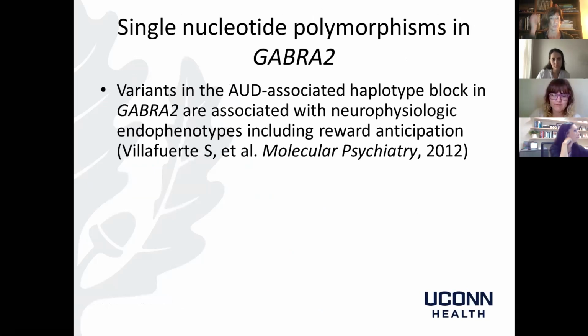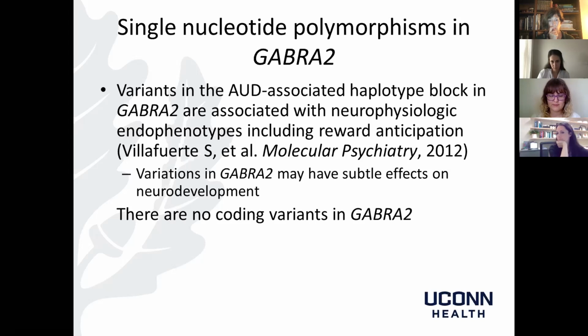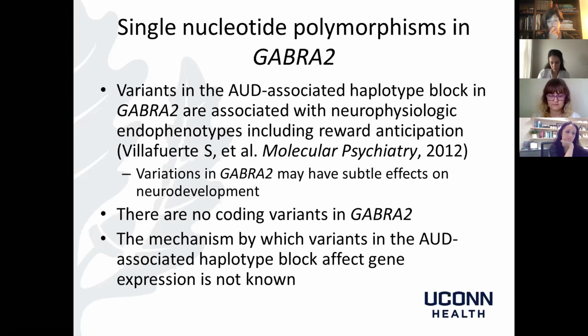Separately from being associated with alcohol use disorder, variants within this haplotype block have also been associated with various neurophysiologic endophenotypes, including reward anticipation and insular activation. This suggests that variations in alpha-2 may have subtle effects on neurodevelopment. Importantly, for you to know, there are no coding variants in alpha-2, and thus it's been hard to determine the mechanism by which variants in the AUD-associated haplotype block affect gene expression.